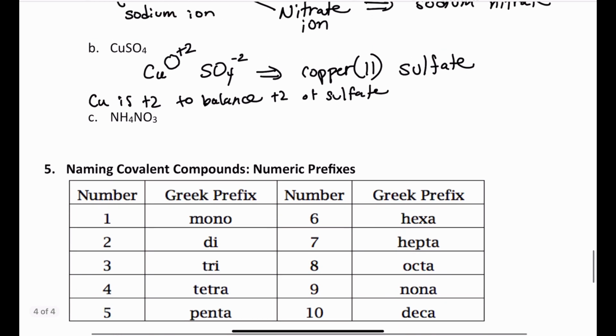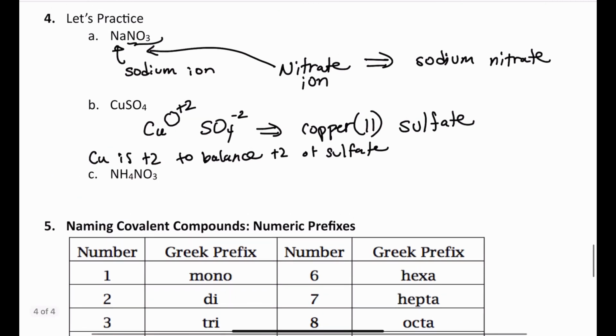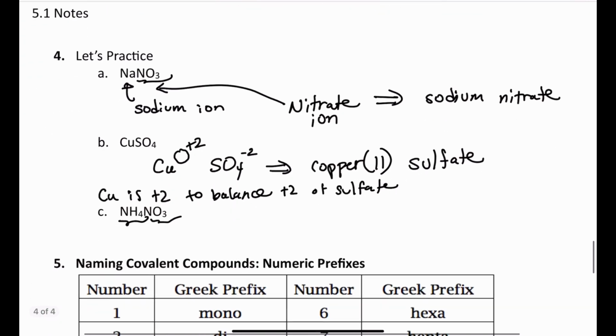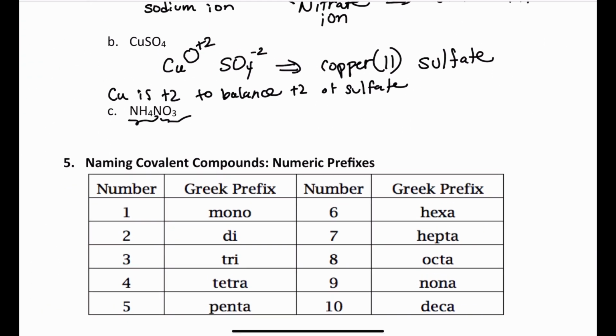All right, so now we have 2 polyatomic ions. We have this one here, which is ammonium, and this one here, which is NO3. So let's find this one here, and let's find that one there. This one here is called ammonium ion, and we have NO3, which is called nitrate. So then putting that together, it's ammonium nitrate.